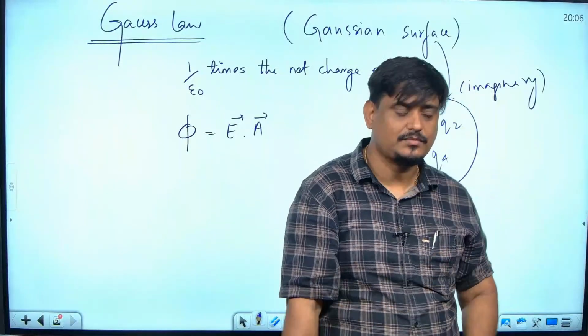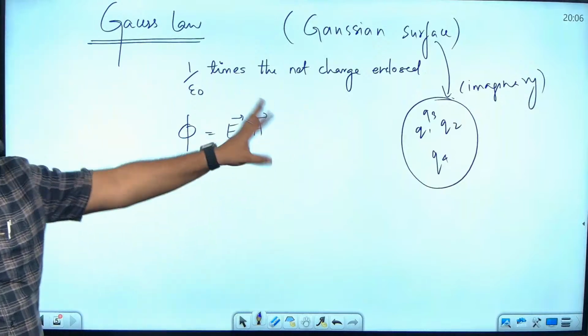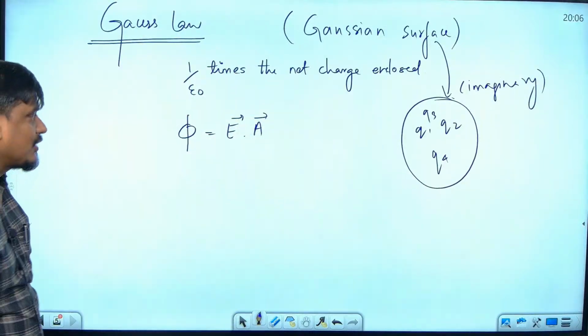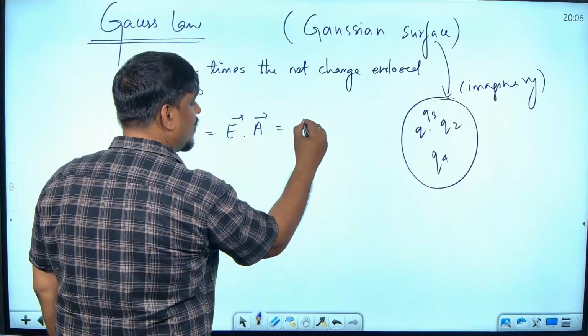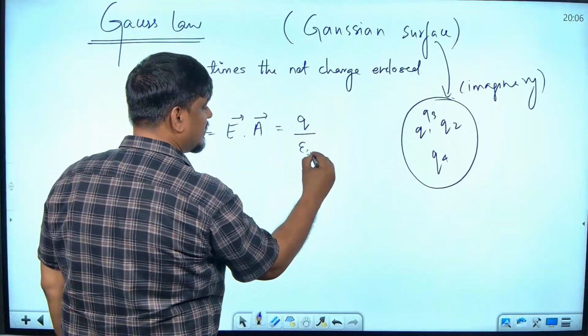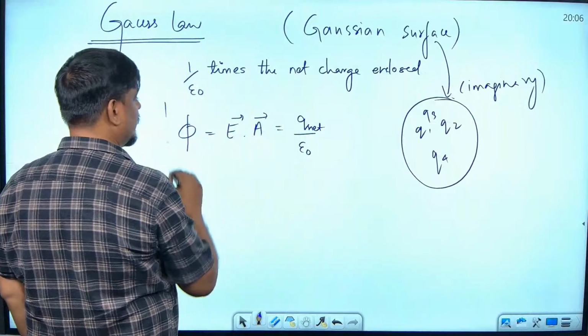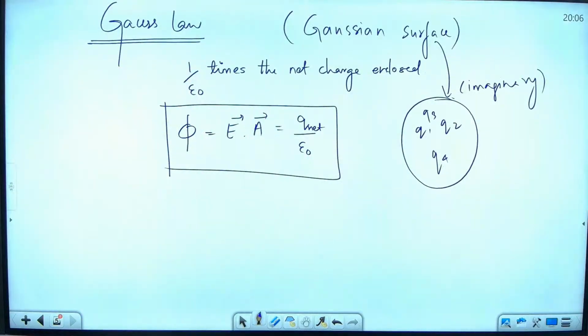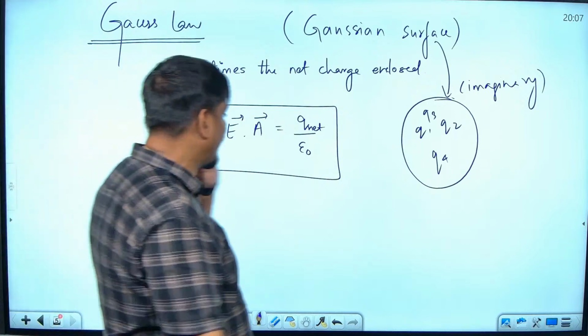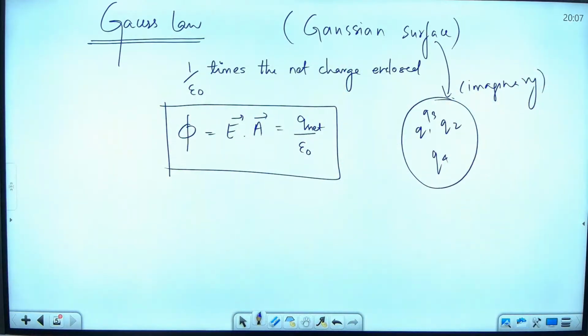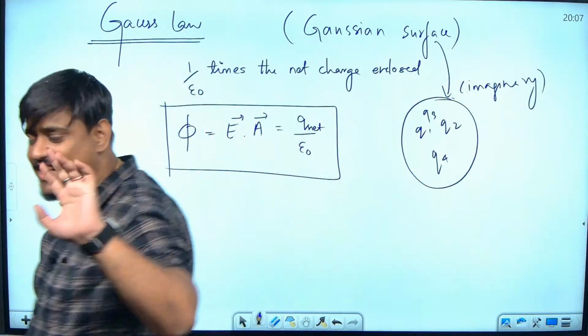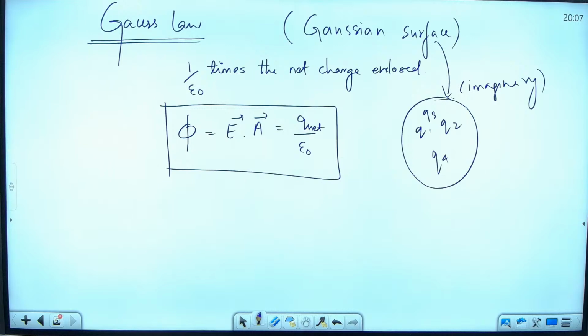Are you getting the point? It just depends upon the net charge enclosed. And as per Gauss law, this flux is equal to 1 by epsilon naught times the net charge enclosed. This is what is called Gauss law. So, Gauss law says that phi, which was already given as E vector dot A vector, is also equal to Q by epsilon naught, where Q is the net charge enclosed. Be very careful. Net charge enclosed. I will tell you how it is very useful. But write this mathematical expression also fast.